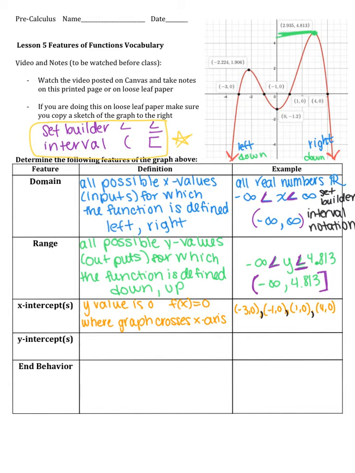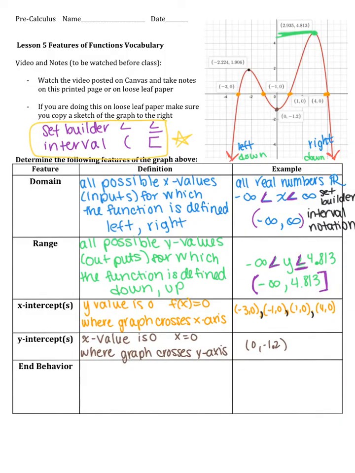And a U would need to be used when your graph has multiple parts to it and there is a break. The definition of a y-intercept is where the x value is 0 and where the graph crosses the y-axis. And since this graph is a function, we have one y-intercept at (0, -1.2).